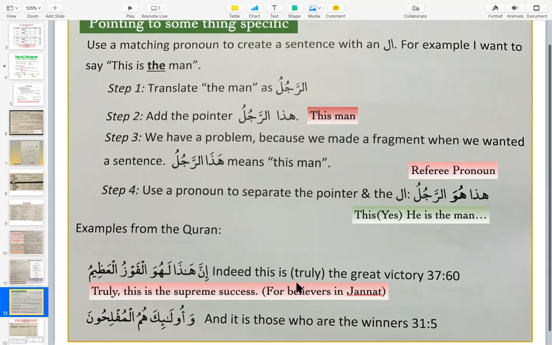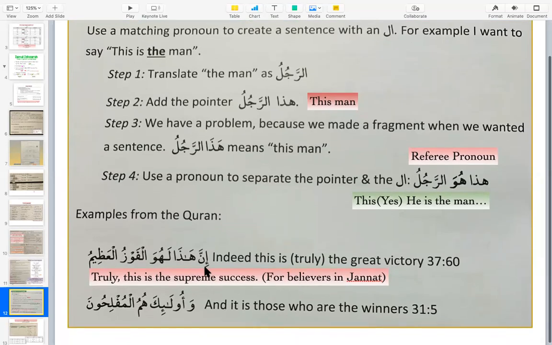Now in the Quran Pak, you will see these examples. Inna haza lahuwal fawzul azim. So inna, indeed; haza, this is, because there is no al after haza, because we want to say this is the fawzul azim, this is the supreme success. So the huwa came over here. Indeed, this is truly the great victory. Truly, this is the supreme success. This is for the believer in Jannah.